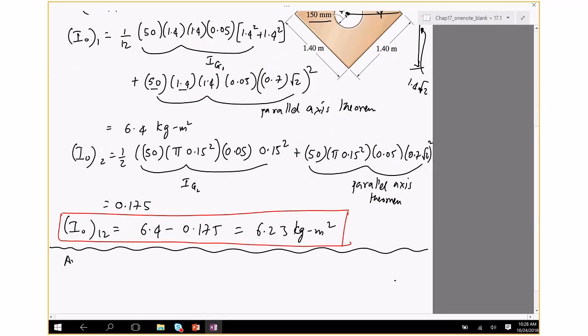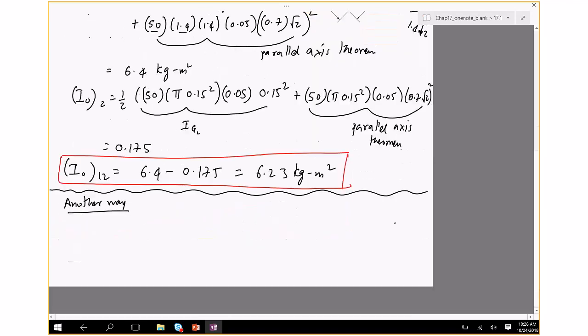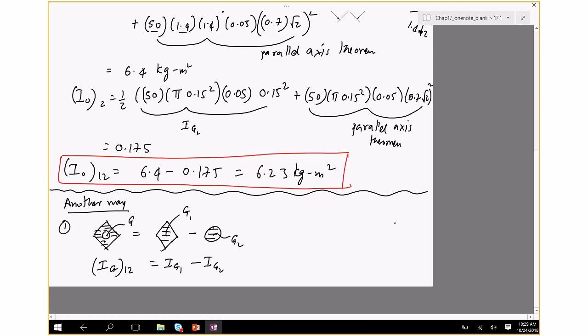So another way, and I just laid down the steps, but you should try to check it yourself. Another way is to first take this composite object and then find the inertia about G. So I find IG1,2 equals IG1 minus IG2, where G2 is the center of this one, G1 is the center of the plate. So that's step 1. You first find IG of the composite structure, the left one.